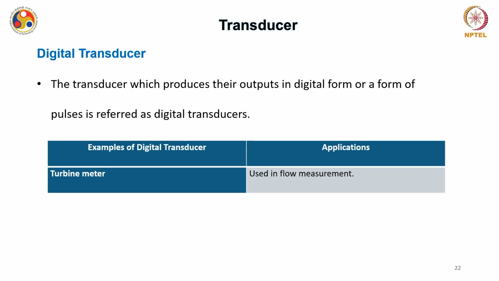Okay, and digital transducers are those which produce their outputs in digital form, or a form of pulses, and not in the form of a continuous signal. Okay, and a good example is a turbine meter. Okay, and these turbine meters are basically used in flow measurement.